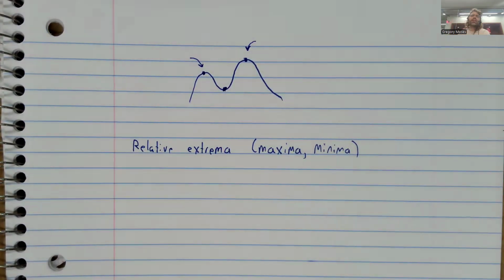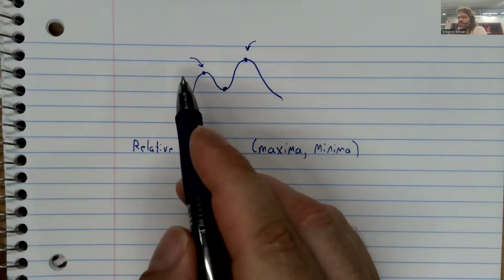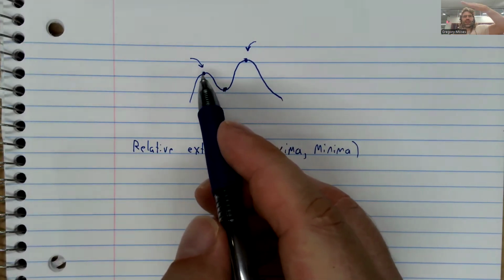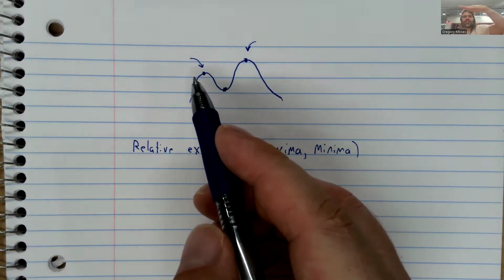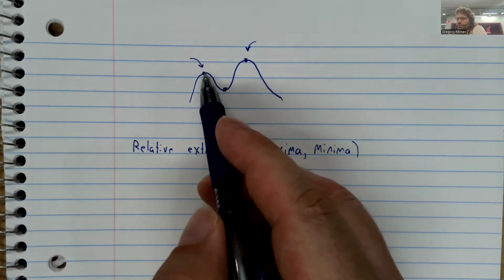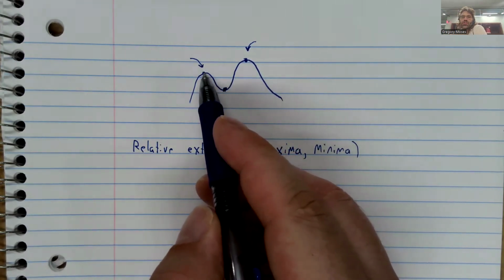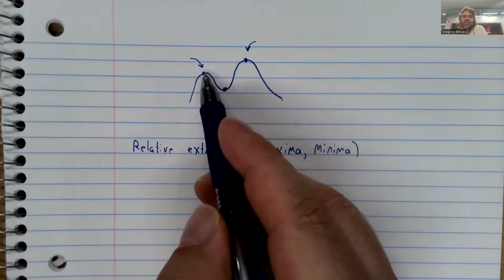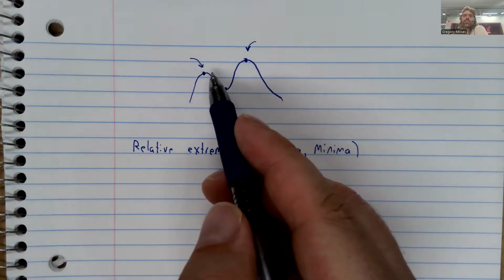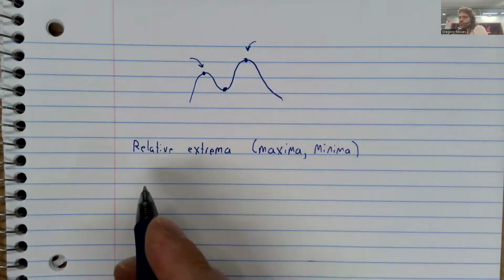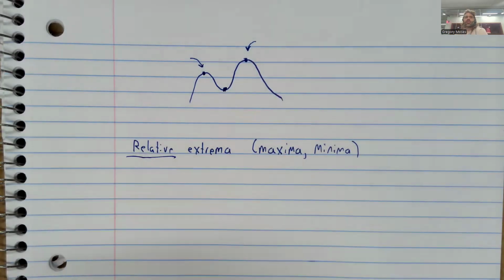The word relative is being used because this isn't actually a maximum, right? A maximum is a maximum, just like in everyday English. It's a maximum value. And this is not the biggest the graph gets. We get above it. But it is a peak. It is the top of a hill. So points like that get called relative extrema. It's a relative maximum.